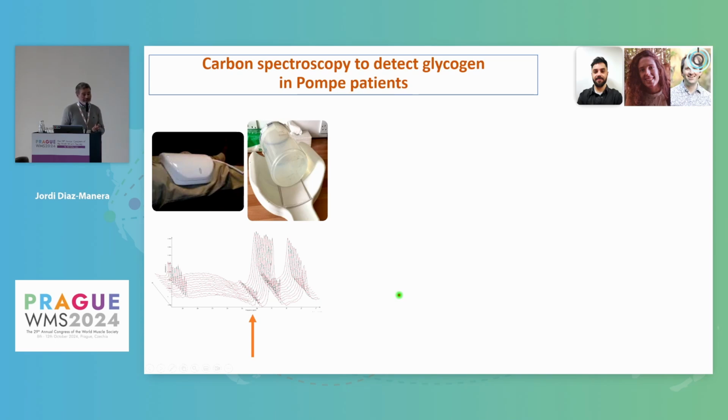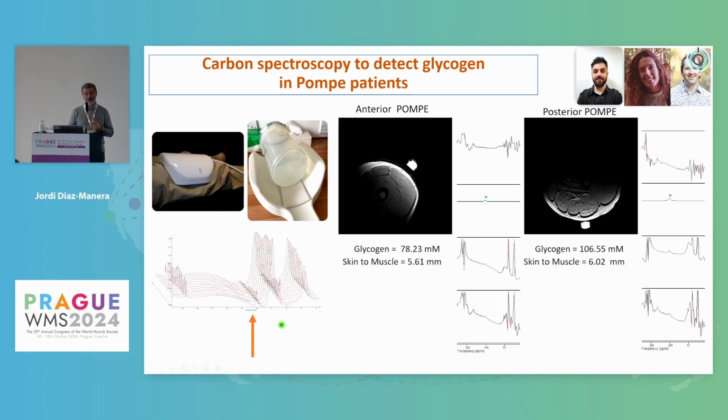And just to finish, apart from phosphorus and sodium, there is also carbon spectroscopy that is now getting very trendy, because with carbon you can see all the molecules that have carbon atoms, and one of them is glycogen. This is the glycogen peak. And of course, in Pompe disease, where there is a lot of industry, many companies trying to do trials to demonstrate that drugs reduce glycogen, these tools can be used as a non-invasive method to quantify glycogen. And this is just to show you the peaks that we can find in the patients correspond to glycogen, and they tend to be increased in patients with Pompe disease.